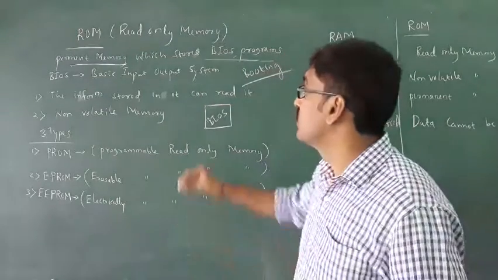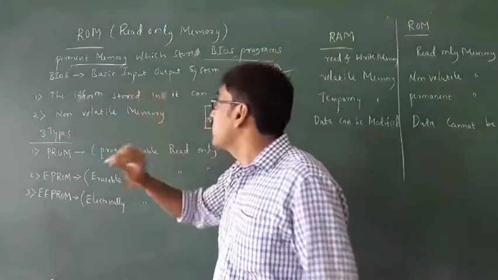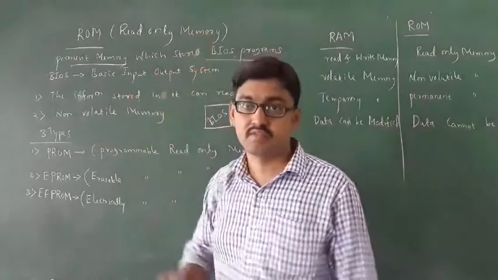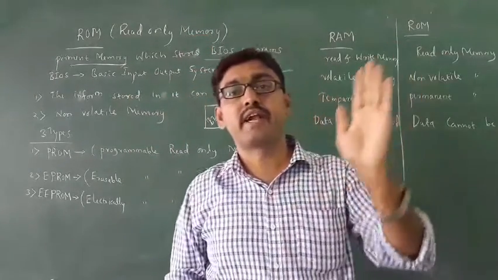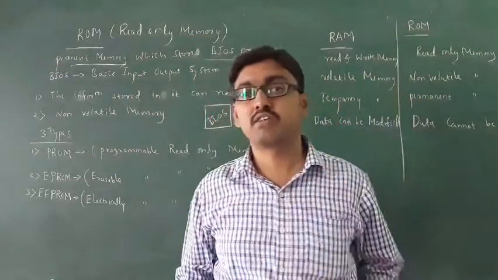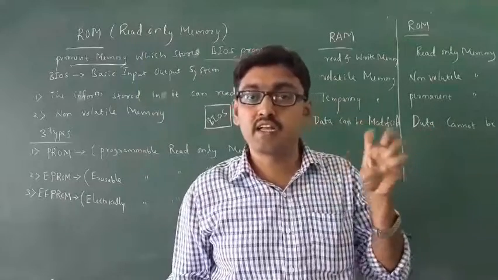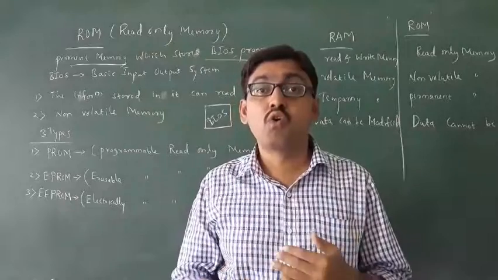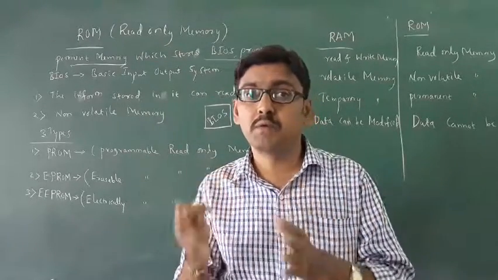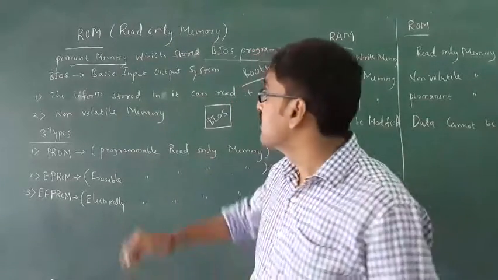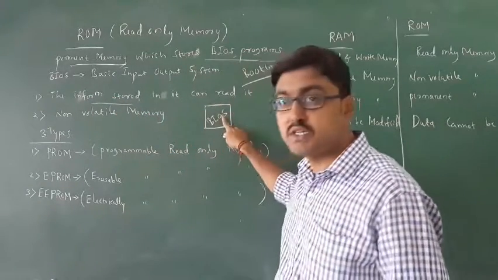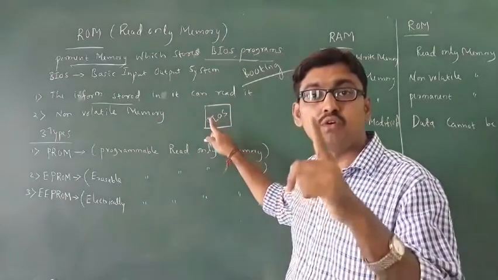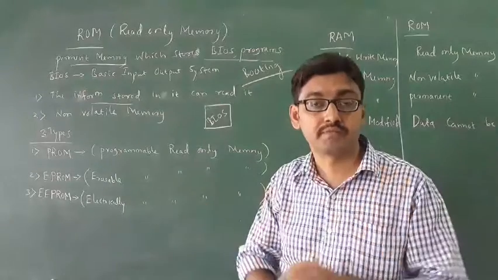Okay, this you have to remember. Then see why it is called read only memory. You know RAM, random access memory. Why is it called random access memory? Because it directly accesses the data from a memory location, that is called RAM. But ROM, why is it called read only memory? Read only memory means the information stored in ROM you can only read, it cannot be modified.